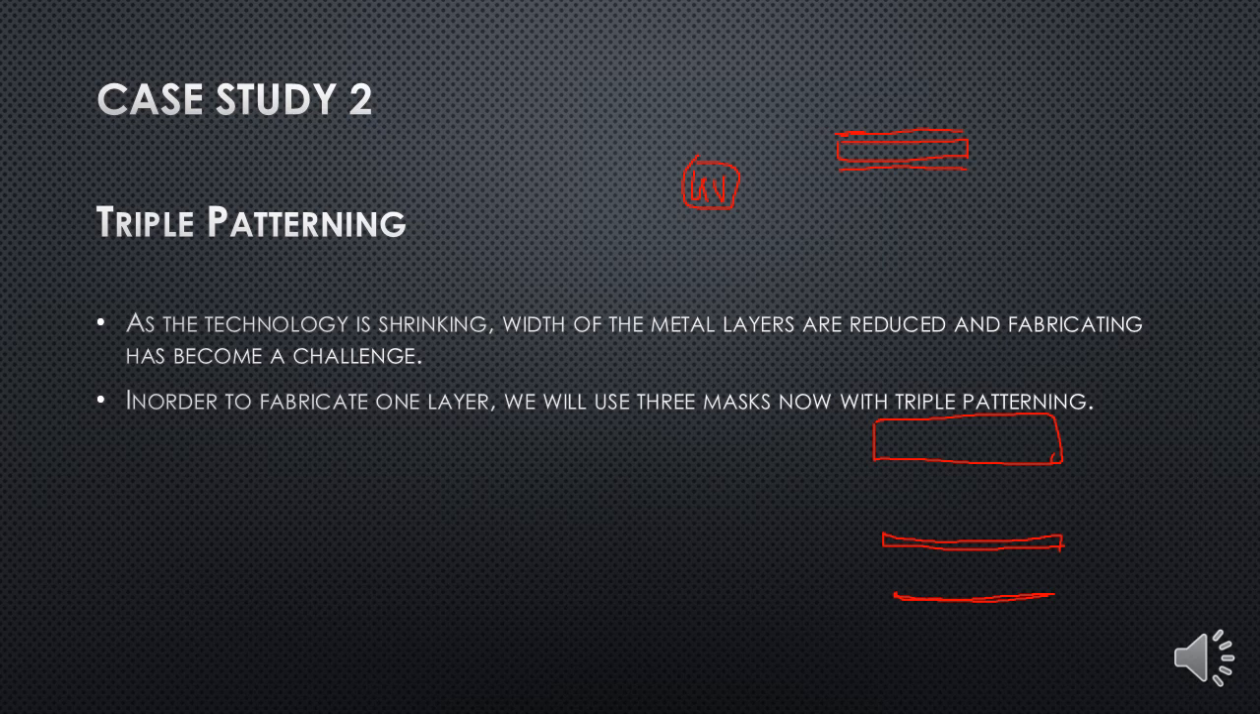So far we are using the double patterning, but going forward, as the technology node is shrinking, we use the triple patterning also. So in order to fabricate one layer, we now use three different masks. For fabricating one shape, we use three different masks. That is nothing but the triple patterning.